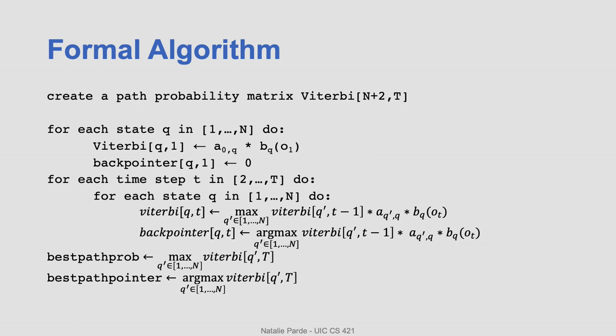Finally, once we're finished with that loop, we'll set our final Viterbi probability, or best path probability, to the maximum of the Viterbi probabilities we computed for all states q from 1 to N at time step T. We'll set our final back pointer, or best path pointer, to the state that maximizes the previous equation. Then, to find the best path, we just start from there and trace our back pointers backward until the first time step.